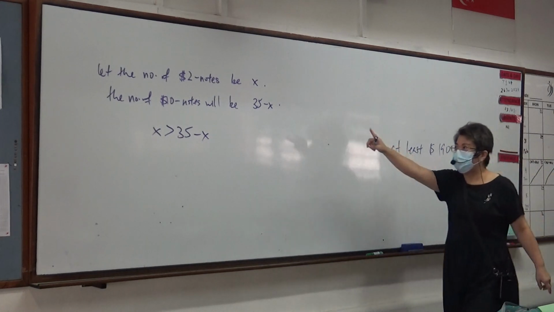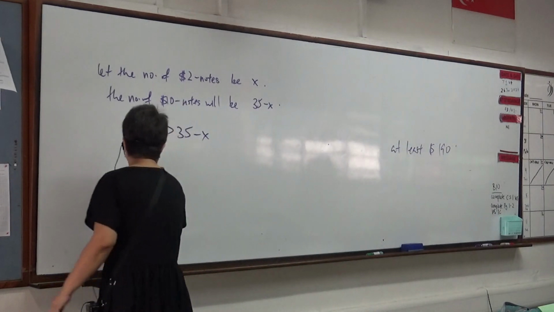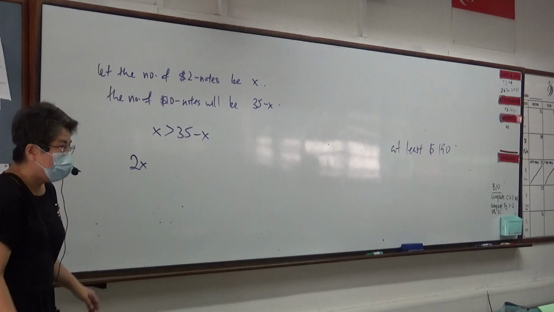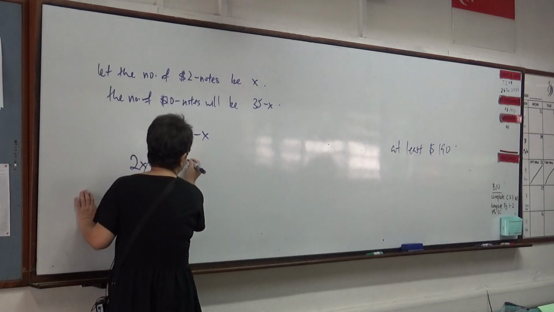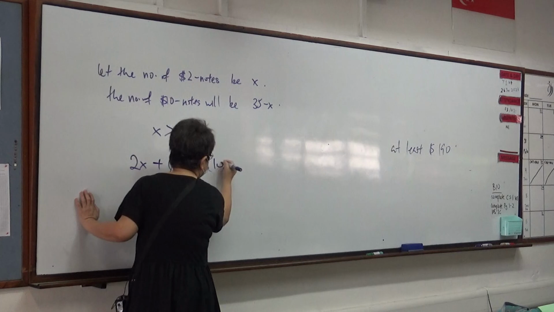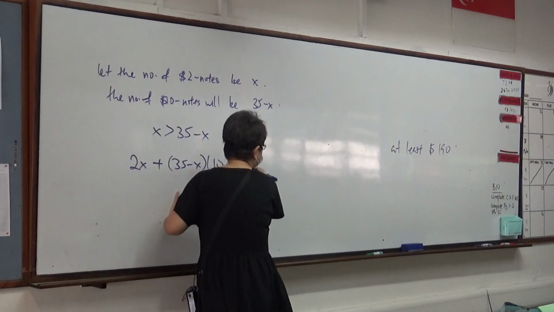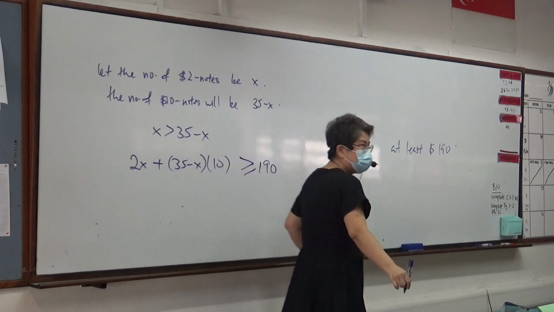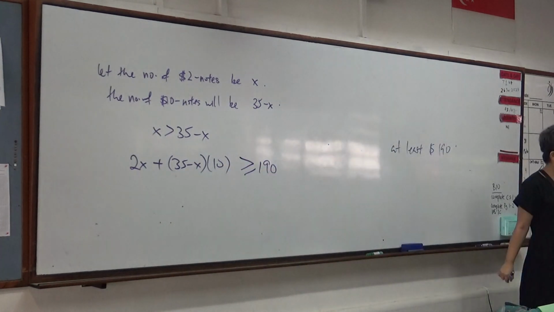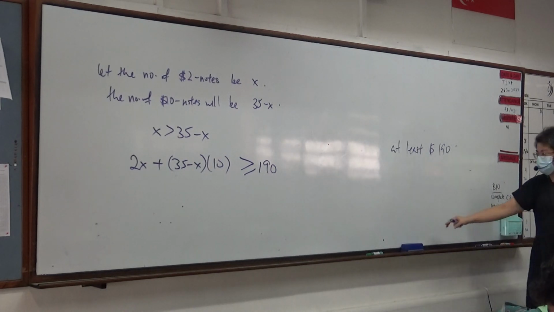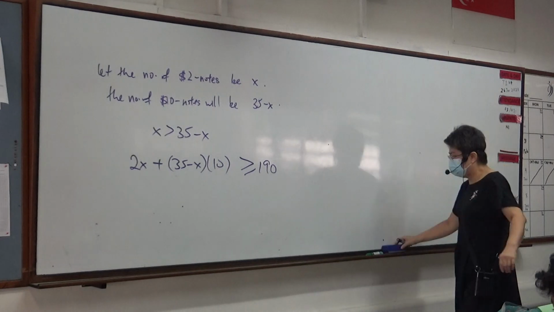Okay. x $2 notes, that means I will have 2 times x, right? The money value. Plus what? 35 minus x times 10, right? This one is at least, that means it must be bigger than or equal to 190, right? At least, that means it can be bigger. Yes or no? Okay, now I'm going to solve these two inequalities.